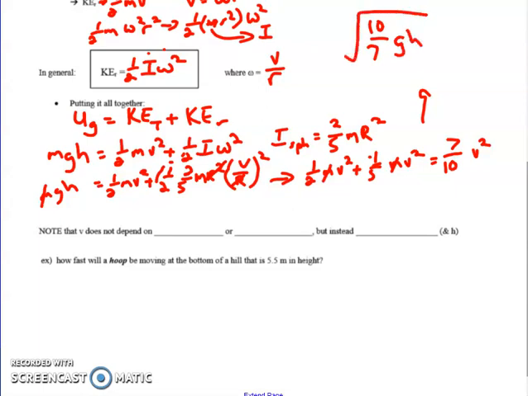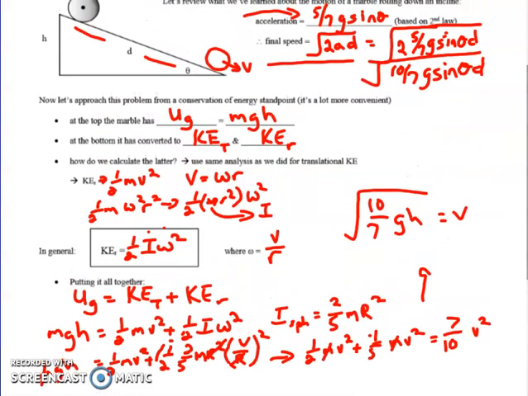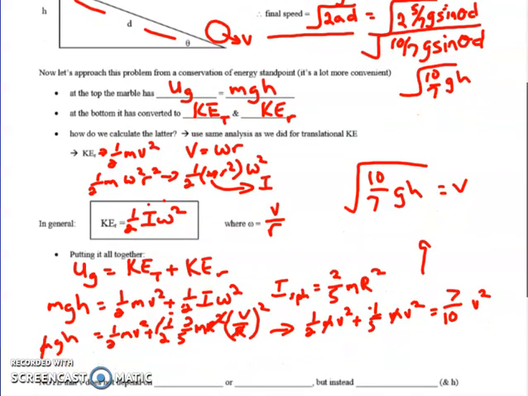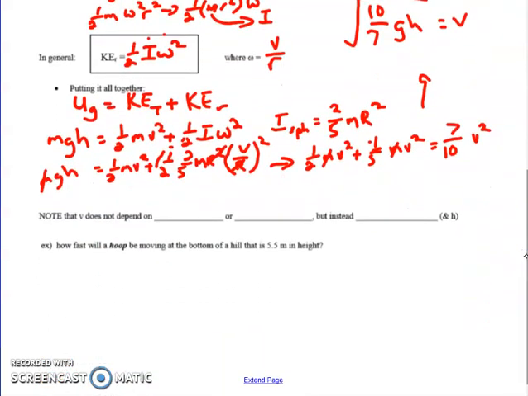Take the square root of that, and there is my answer. And if we look up here, we see, sure enough, there is our 10/7 g sine theta d. Oh yeah, radical 10/7 gh, because h is nothing more than d sine theta. Okay, so it turns out I think that's a lot easier to do.